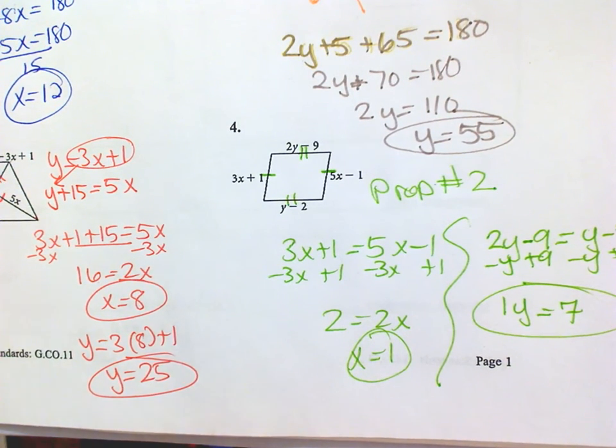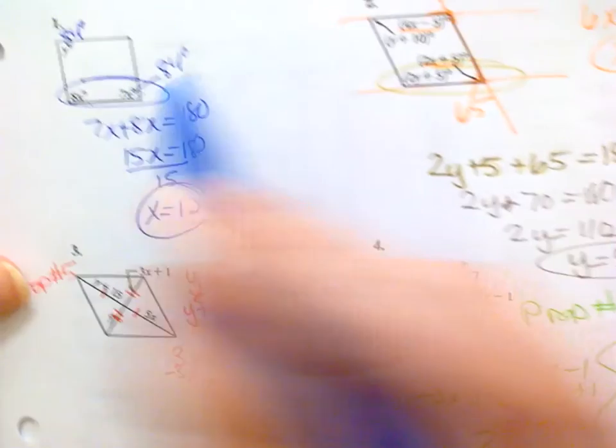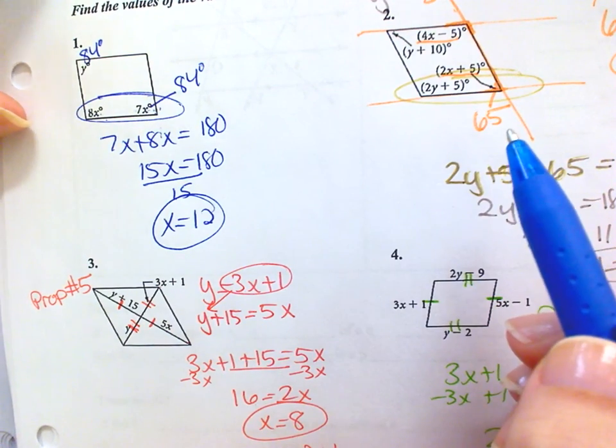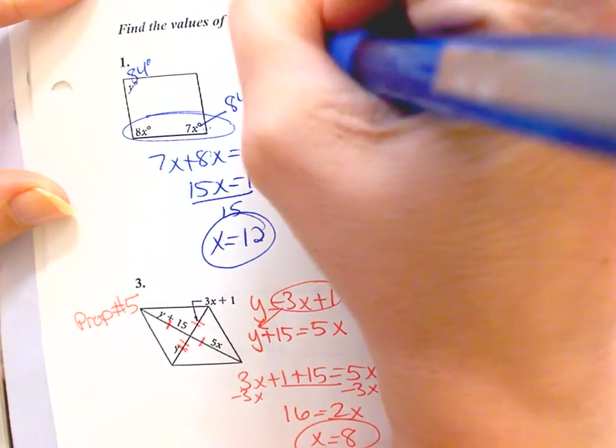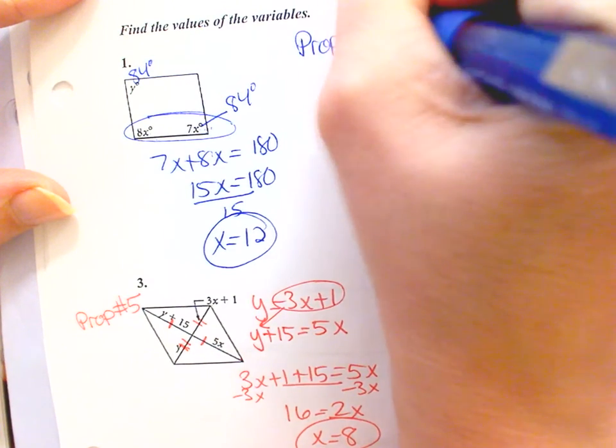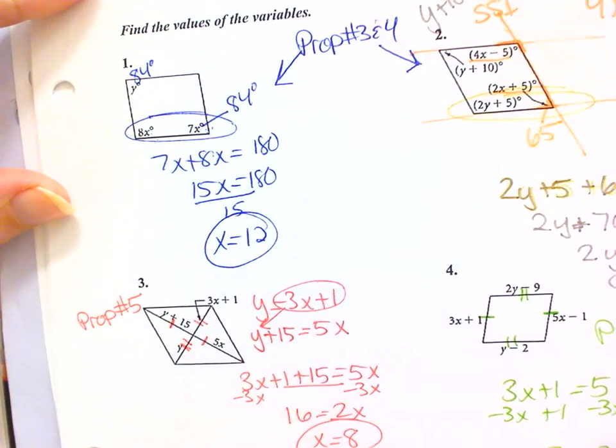If you wanted to keep track of these ones, number 1 and number 2, they're using the same properties, and that's your property number 3 and 4. So both 1 and 2.